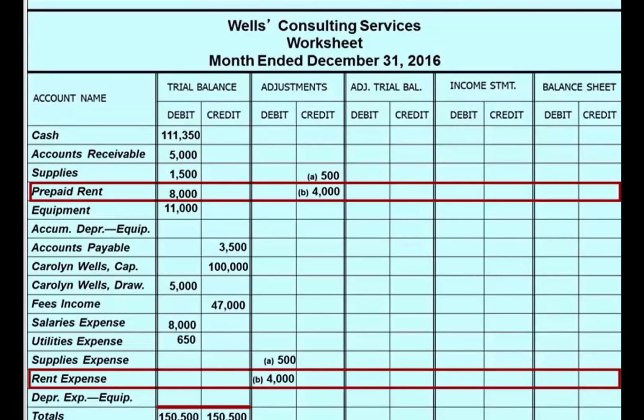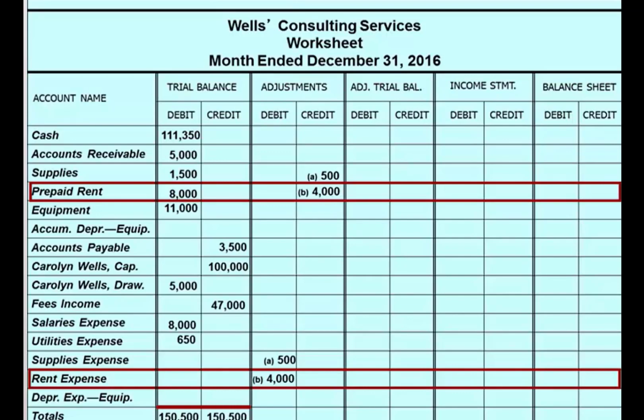Recall that the company paid for 2 months' rent in advance. By the end of the month, 1 month had expired, so we need to reduce the prepaid rent account by the amount for 1 month's rent. When we originally paid the 2 months of rent, we debited prepaid rent and credited cash. This means that 1 month of rent was equal to $4,000.